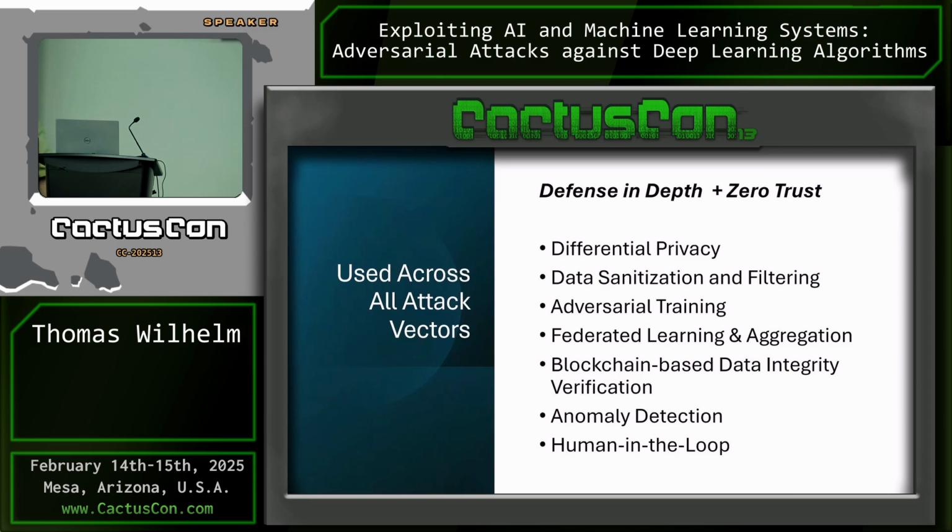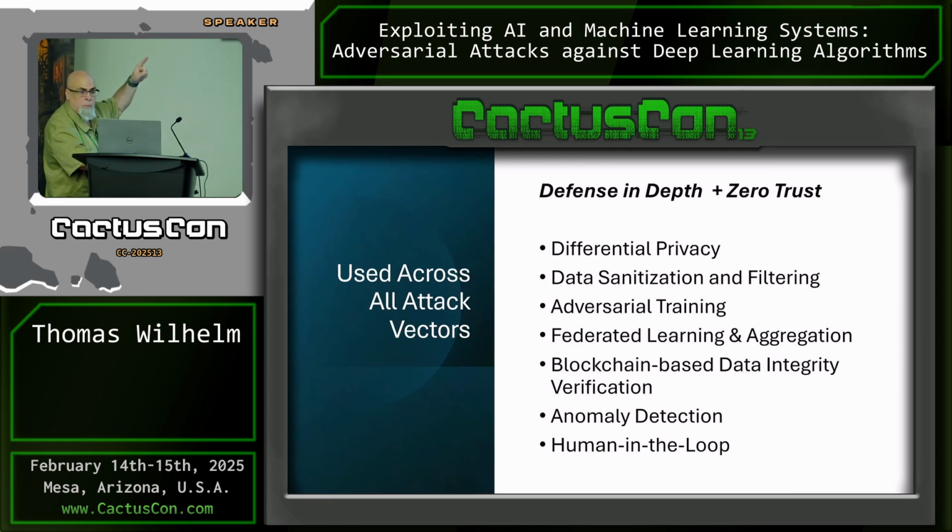They have to do defense in depth. They have to have zero trust. Again, it's the information they're worried about, the integrity of the information. When I talk about defense in depth, keep in mind we're talking about differential privacy. That's AI. They're using AI for differential privacy, AI for data sanitization and filtering, AI for adversarial training, AI for federated learning, AI for blockchain, AI for anomaly detection. The only one that doesn't involve additional AI is human in the loop.